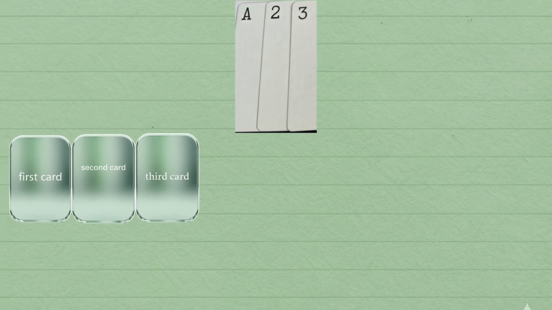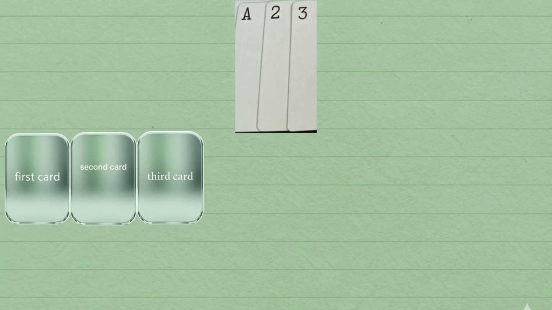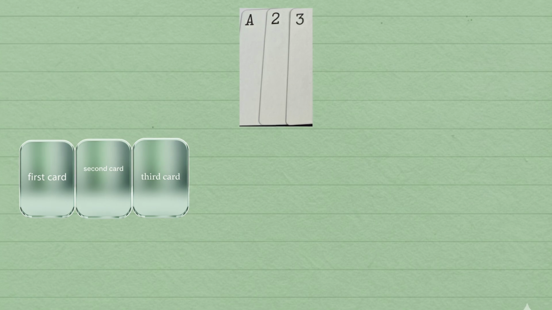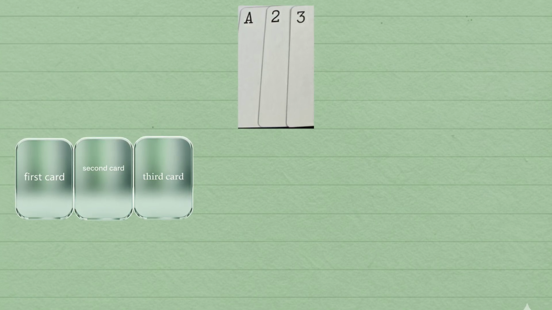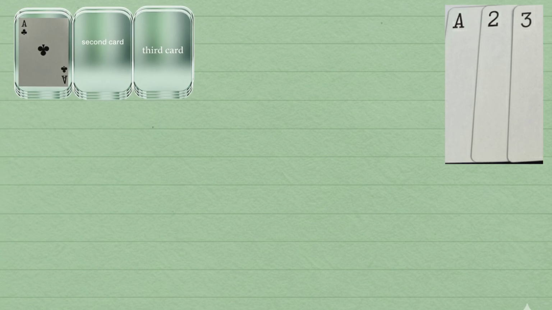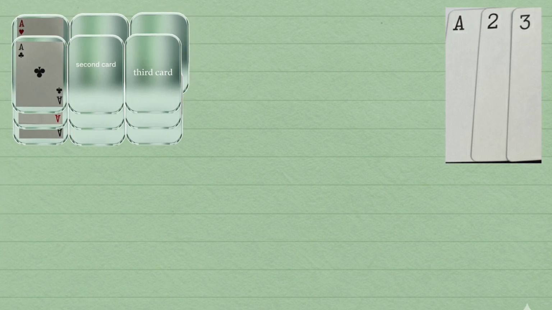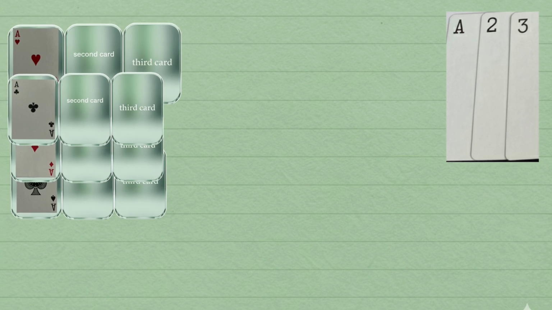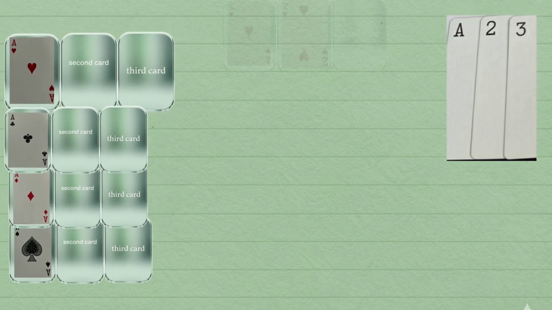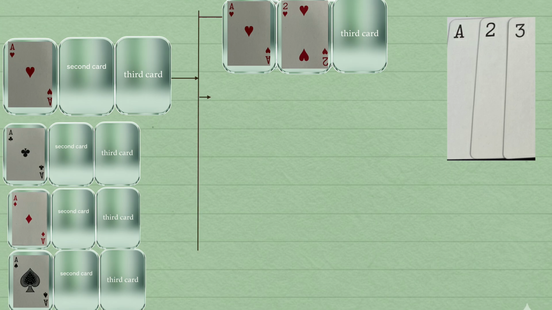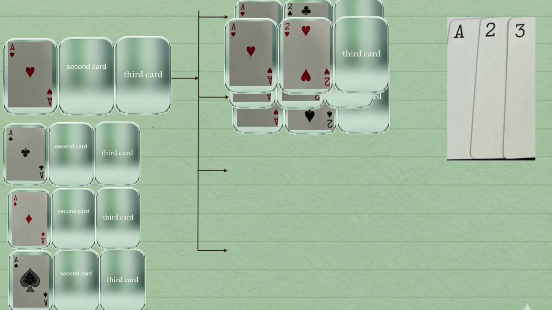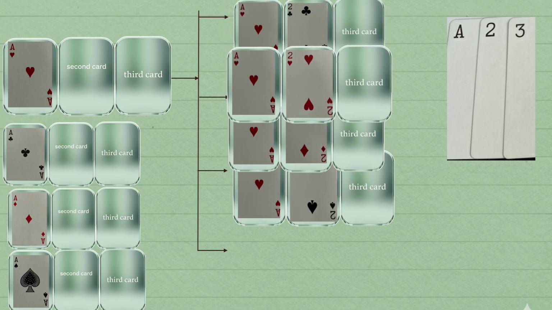Okay. Now let us determine how many different types of 3-card straights can be formed from the ace, 2, and 3 combinations. There are 4 different aces, each of which can be placed in the first slot, as we will illustrate visually here. Now, we move on to fill the second slot with the different 2s. There are 4 2s, and each can be paired with every ace placed in the first slot.